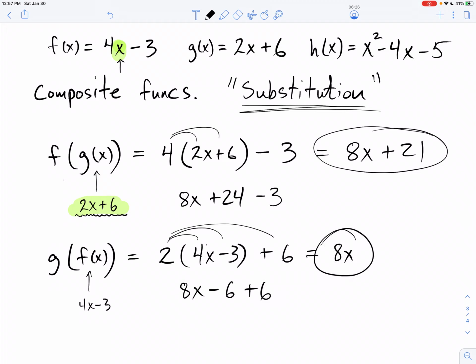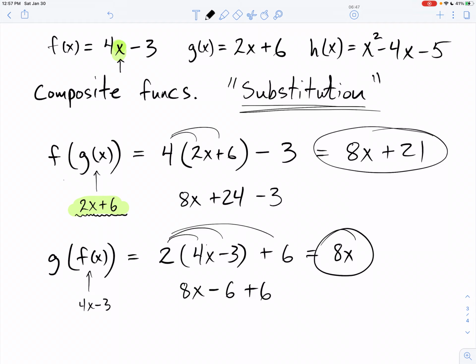That's what g of f of x equals. They're not the same thing. And guess what? They rarely turn out to be the exact same answer. There's only one time when they turn out to be the exact same answer, and that's going to be in the next video, because that's a whole different thing.